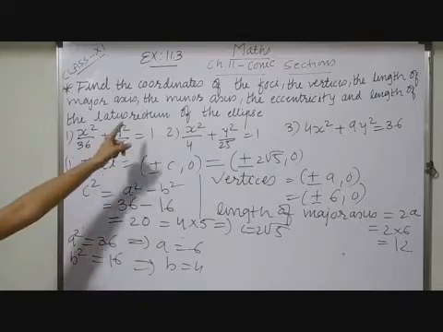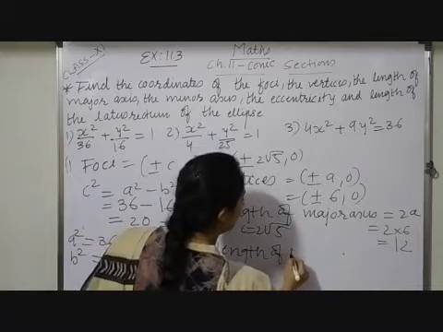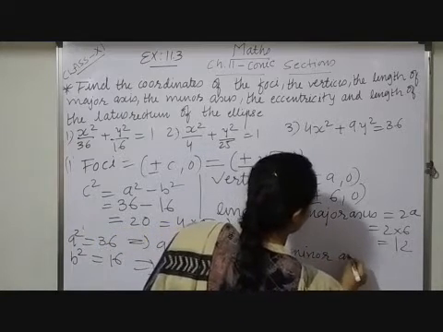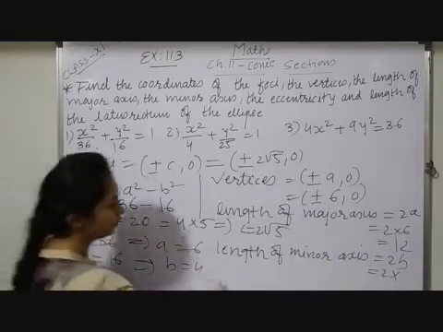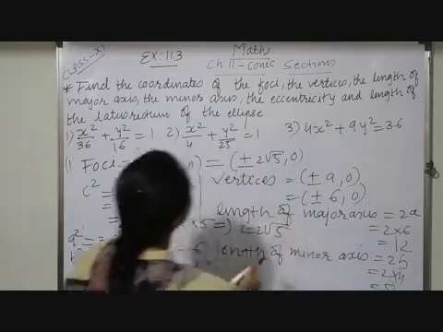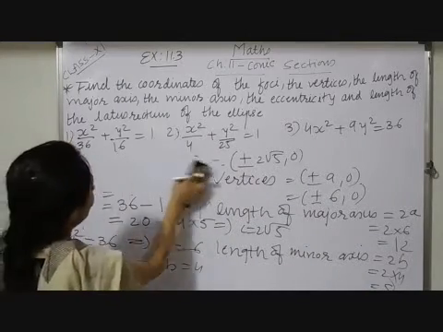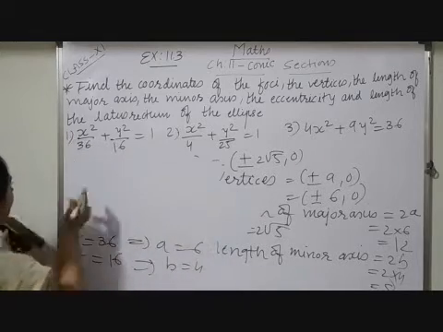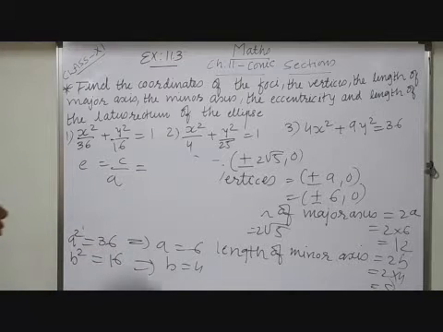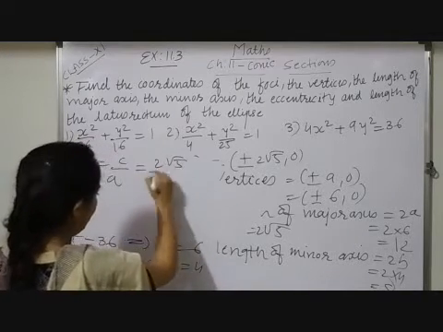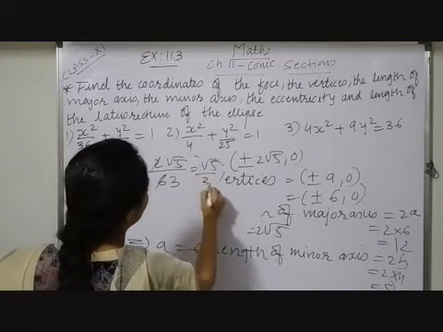After that, length of the minor axis, which equals 2b. So 2 into, here your b value is 4, so it will be 8. After that next is the eccentricity. So your eccentricity e equals c upon a. So here your c value we obtained is 2 root 5. So 2 root 5 upon 6. You may simplify. So that is root 5 upon 3.